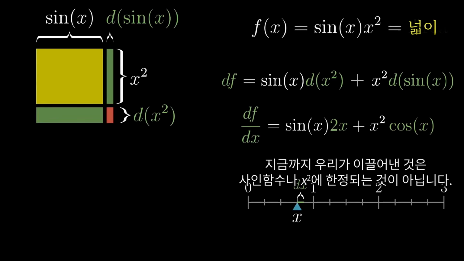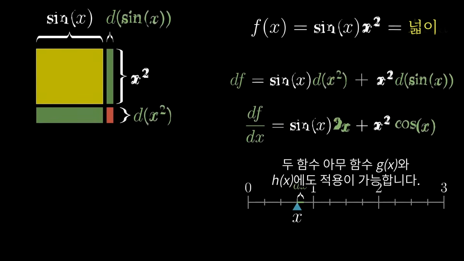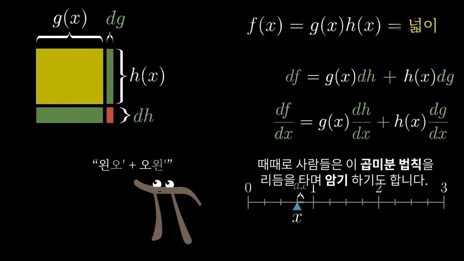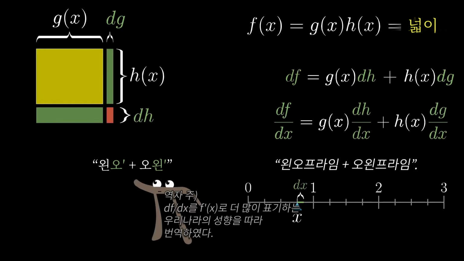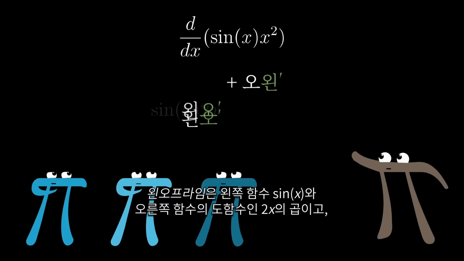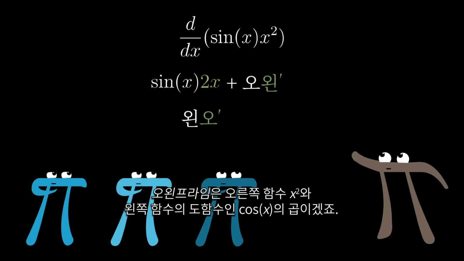And nothing we've done here is specific to sine or to x squared. This same line of reasoning would work for any two functions, g and h. And sometimes people like to remember this pattern with a certain mnemonic that you kind of sing in your head. Lefty right, righty left. In this example, where we have sine of x times x squared, lefty right means you take that left function, sine of x, times the derivative of the right, in this case 2x. Then you add on righty left. That right function, x squared, times the derivative of the left one, cosine of x.